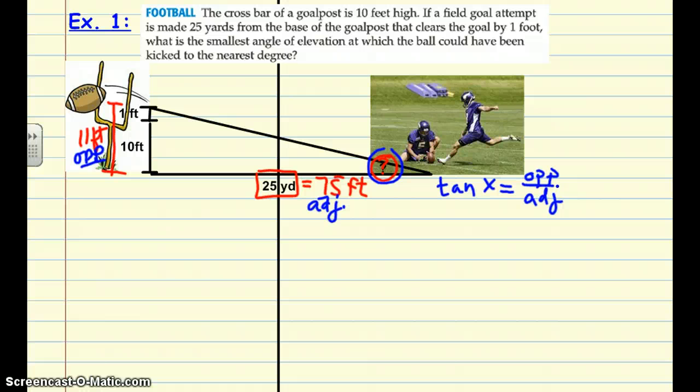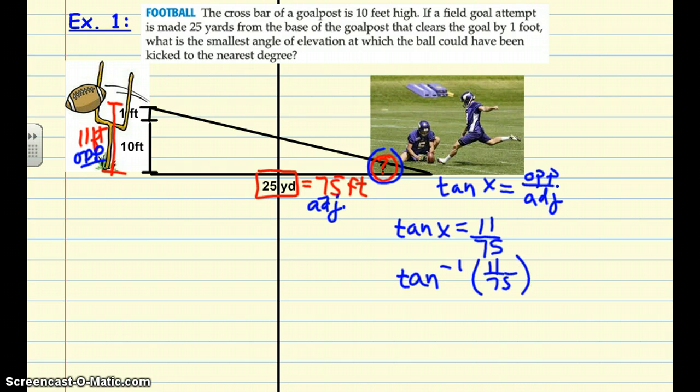And so then we take a look at our information that we have. So again, we're going to set up the fact that we have this tangent of x. The length of the side opposite is 11. And the length of the side that's adjacent is 75. Now, in order for us to figure out this angle, we need to use that inverse property. And so from here, we actually need to do the tangent -1 of 11 over 75.